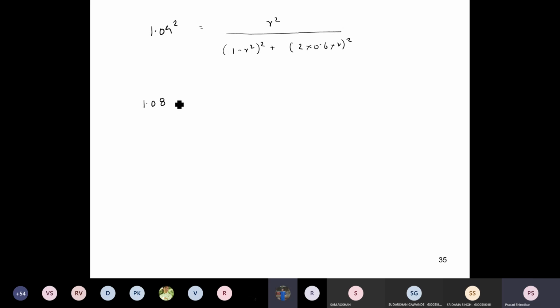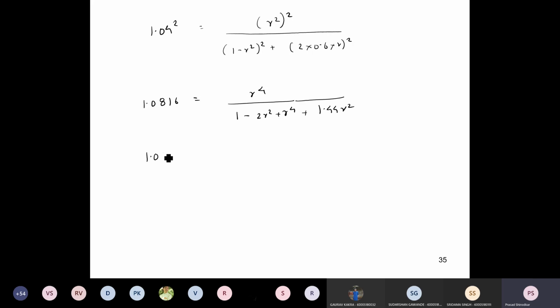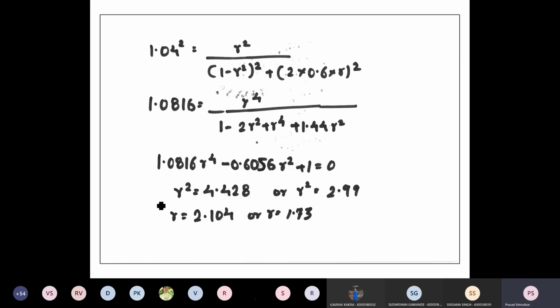Yes, r to the power 4. So 1.0816 is equal to r to the power 4 divided by 1 minus 2r square plus r to the power 4 plus 1.44 r square. So you will get a quadratic equation: 1.0816 r raised to 4 minus 0.6056 r square plus 1 is equal to 0, and the roots of this equation are r square is equal to 4.428, or r square is equal to 2.99. So r comes out to be the root, that is 2.04, and r is equal to 1.7.